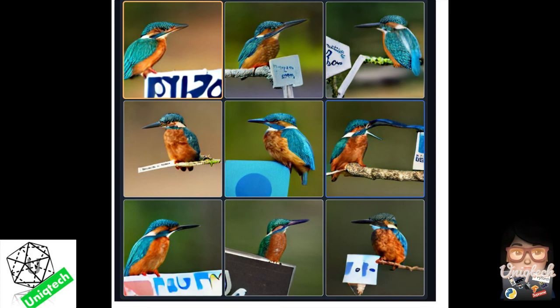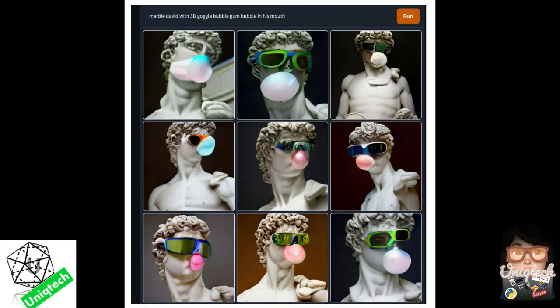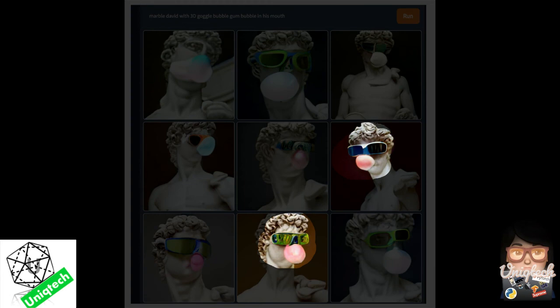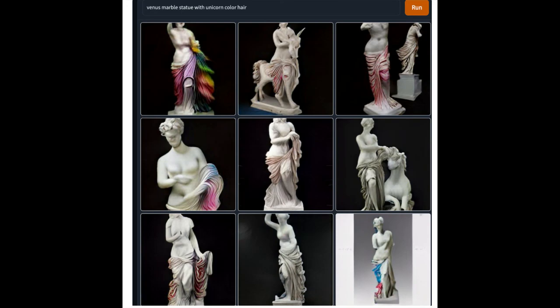But you can see the actual signs were pretty fuzzy, as expected. This one's interesting. Marble David with 3D goggle, bubblegum in his mouth. A bubblegum in his mouth is very impressive. 3D goggle looks a little more like swimming goggles, but I am not disappointed. And Venus marble statue with unicorn colored hair. She has more of a unicorn wardrobe, but still, it pretty much is what I was thinking about.